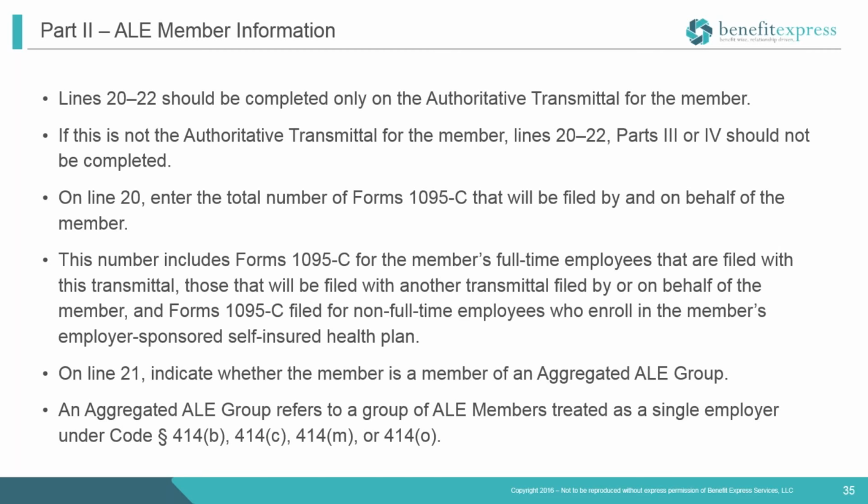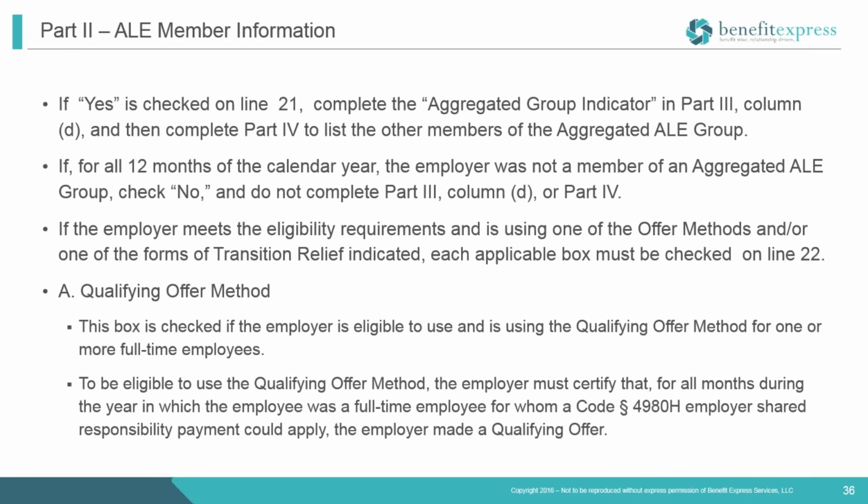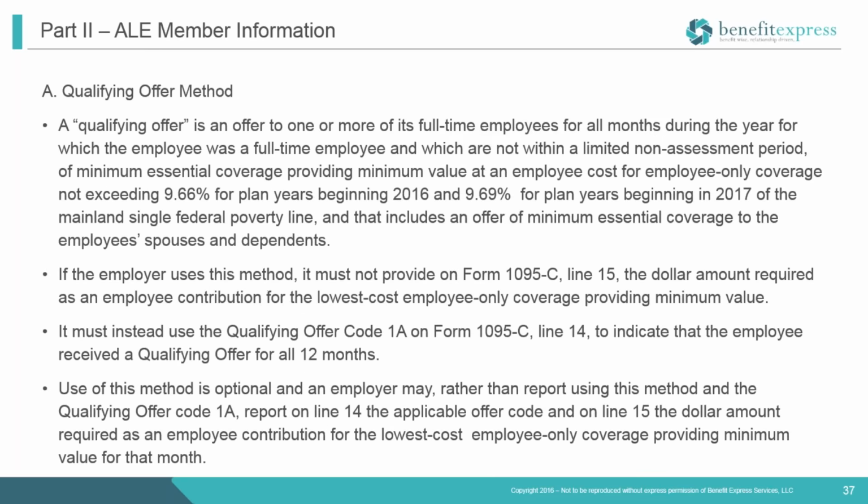And again, this is control group, brother-sister, parent-sub, affiliated service group. If you remember, you have to list all the other members. Now, again, as I indicated, very few employers can do this. If you look at line 22, there are various eligibility requirements, the qualifying offer method. Here, the box is checked if the employer is eligible to use the qualifying offer method, and the qualifying offer method means that the employee doesn't pay more than 9.66% of the federal poverty line, and you have to do it for 12 months.